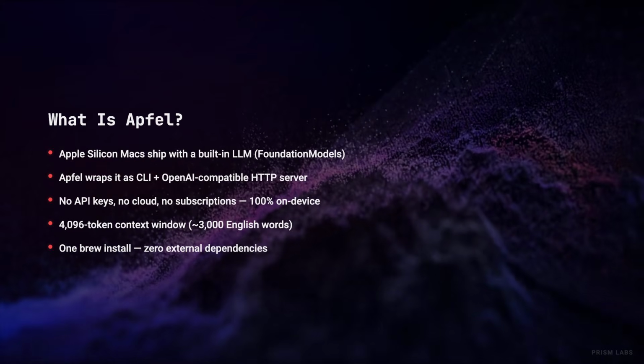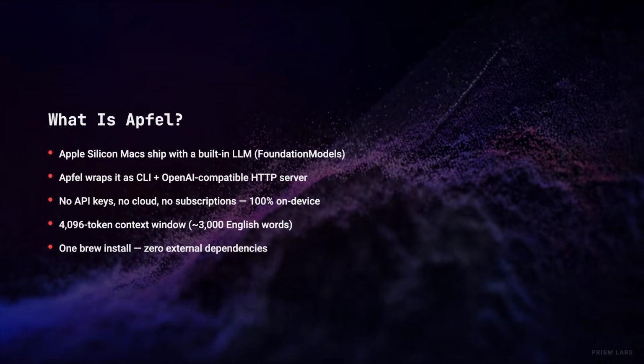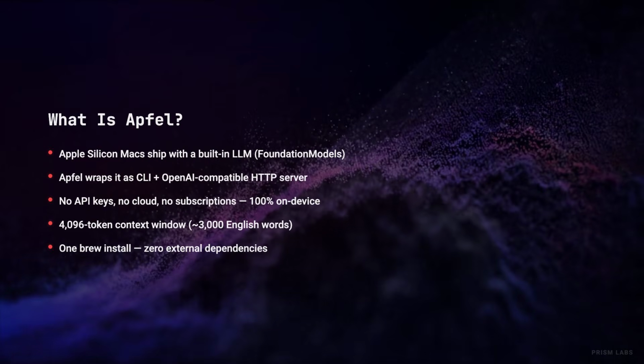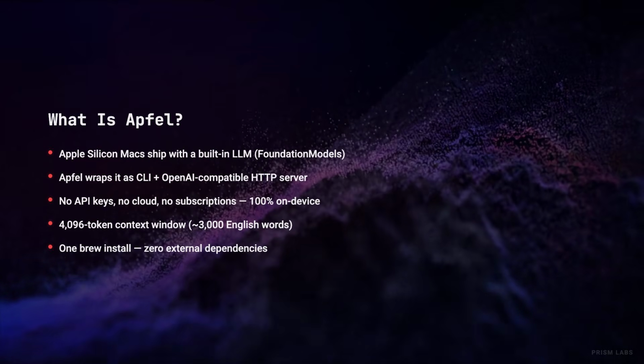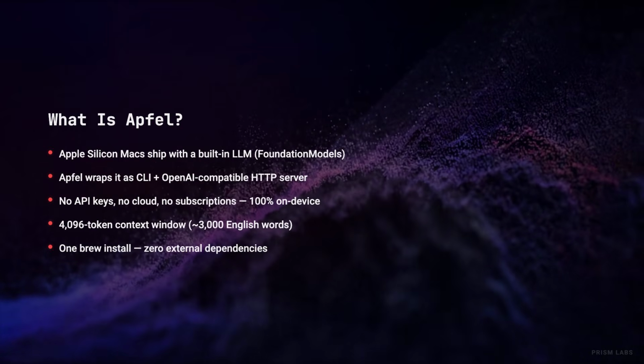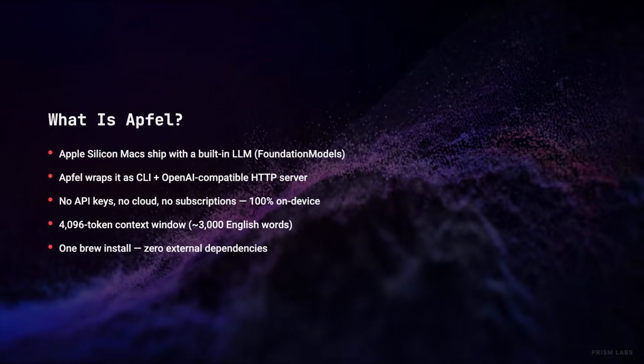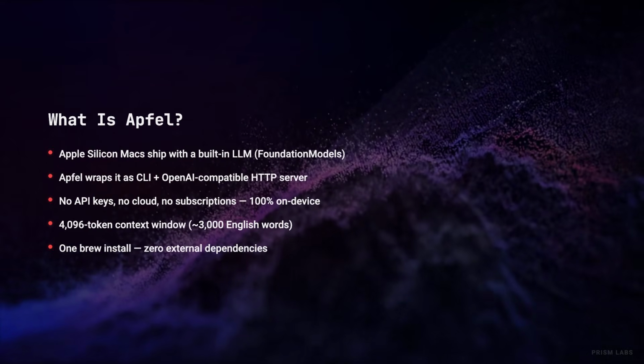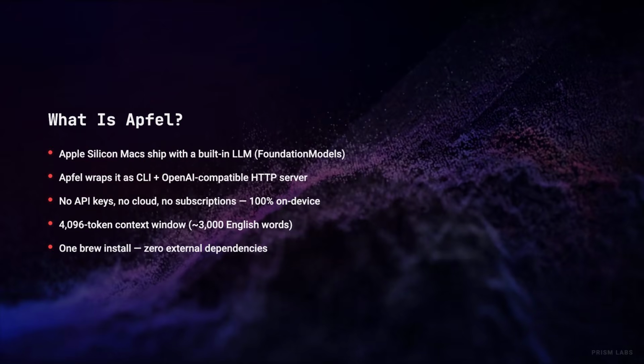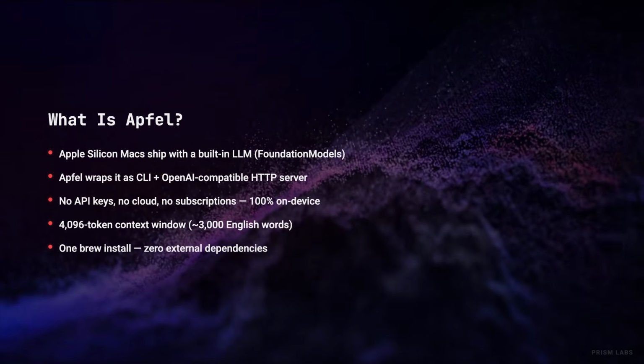One Homebrew install and you have a free, private, on-device LLM with a 4096 token context window. No accounts to create, no API keys to manage, no tokens to budget. The model is already sitting right there on your disk. Apfel just gives you the door to access it.